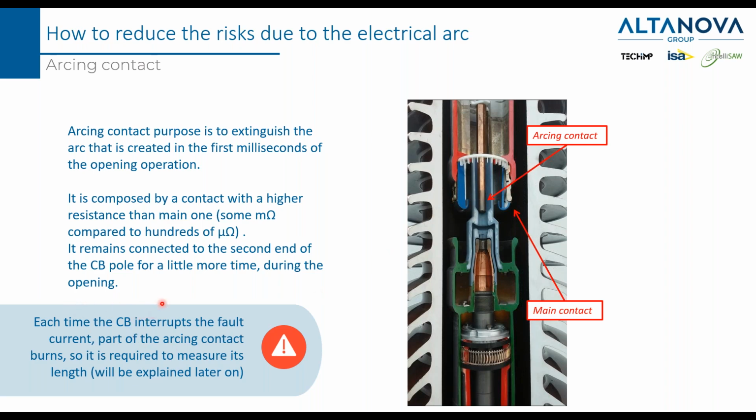Each time the CB interrupts the fault current, part of the arcing contact burns. So it is required to measure its equivalent length, but this will be explained later on.